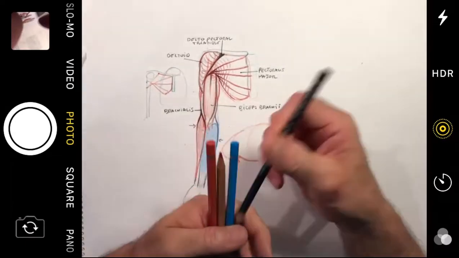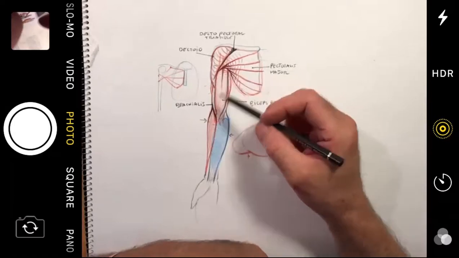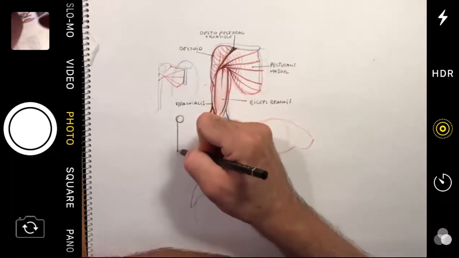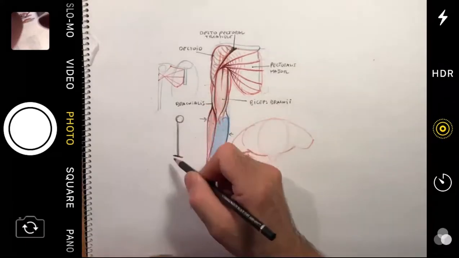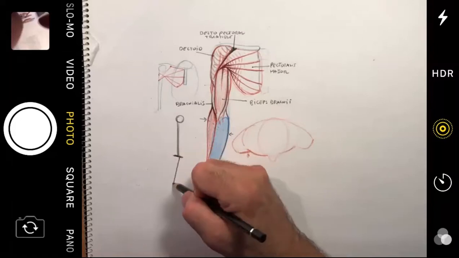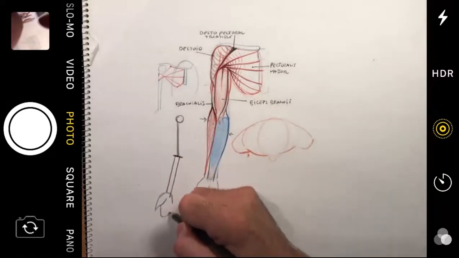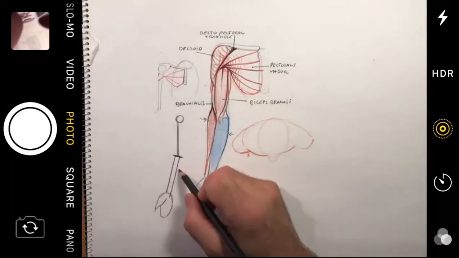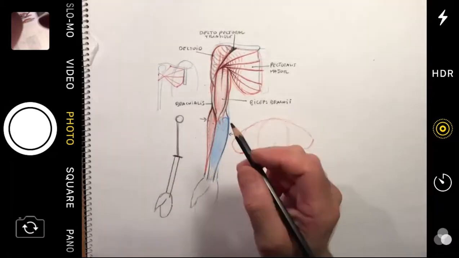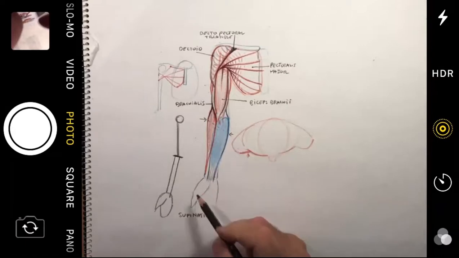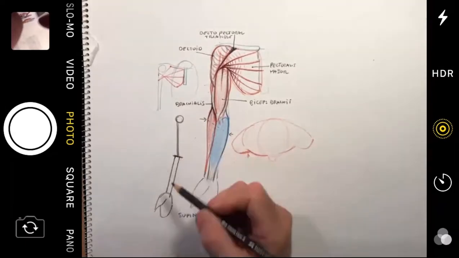So let's start here. A quick way of reviewing this is the skeleton. Humerus, joint, ulna, radius, hand. Radius and ulna are parallel in supination. Right, now they are parallel, right?